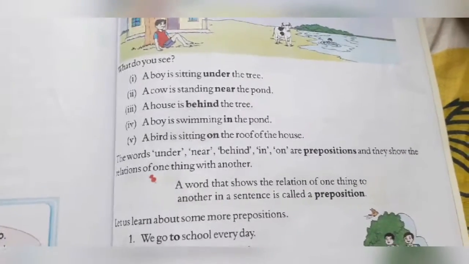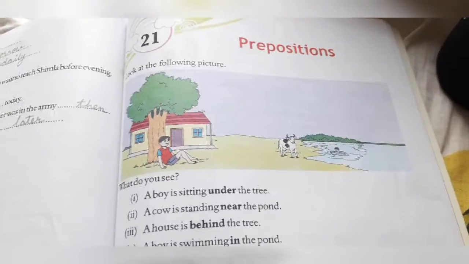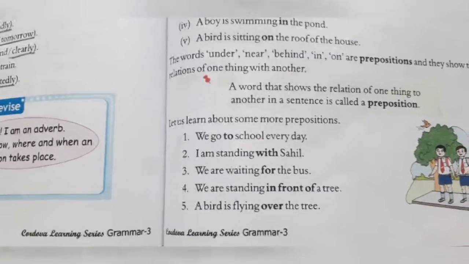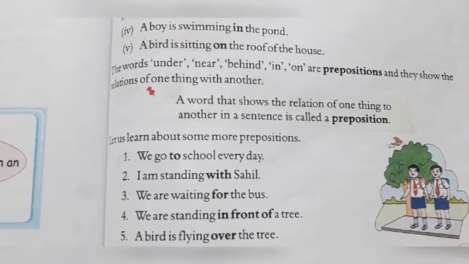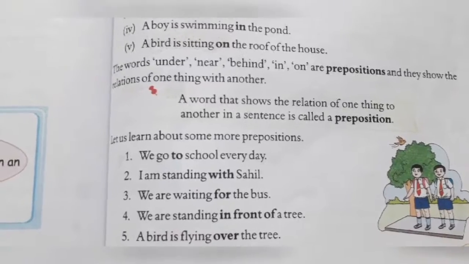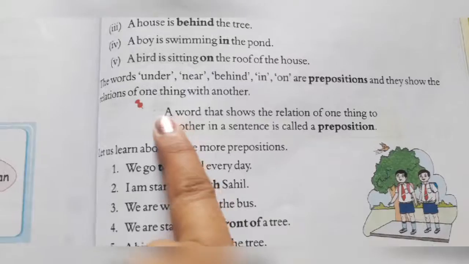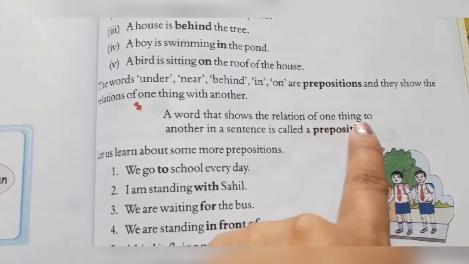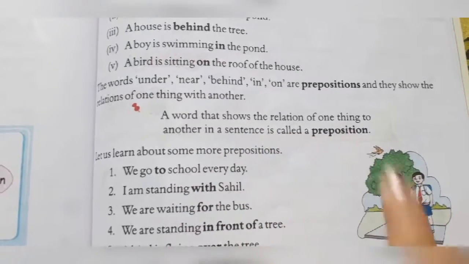I have given a brief explanation on preposition. Now, today we are going to start with chapter 21, prepositions. Before starting with the exercise, let us go through these sentences and the definition of preposition. A word that shows the relation of one thing to another in a sentence is called a preposition. I repeat, a word that shows the relation of one thing to another in a sentence is called a preposition.